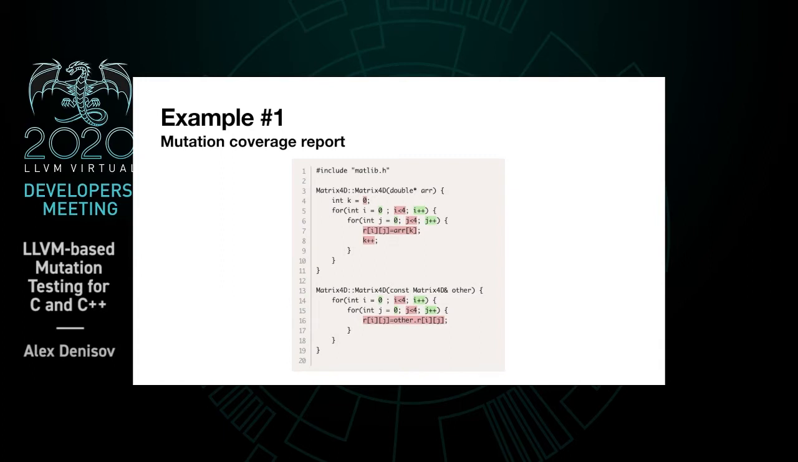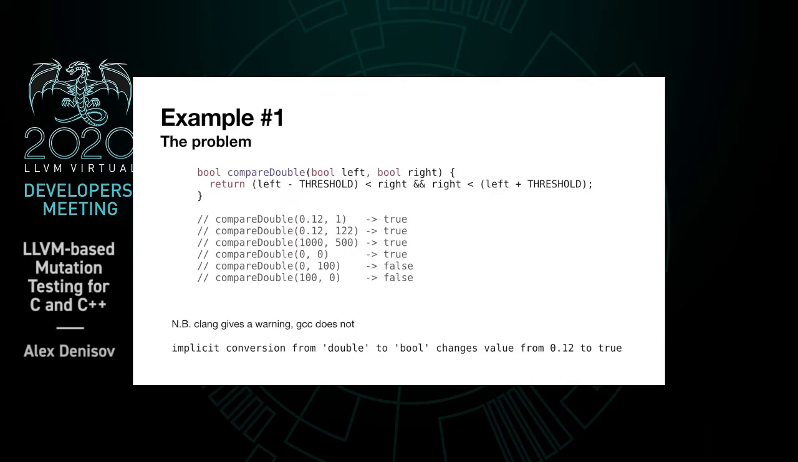I must admit, when I first looked at this report, I was disappointed. Given that the code has 100% coverage, these mutations must have been detected, which means that Mull has a bug and shows the wrong result. However, when I started debugging this issue, I found that Mull was right, and these mutations are indeed not detected. The problem, as it turned out, was in the compare double function.